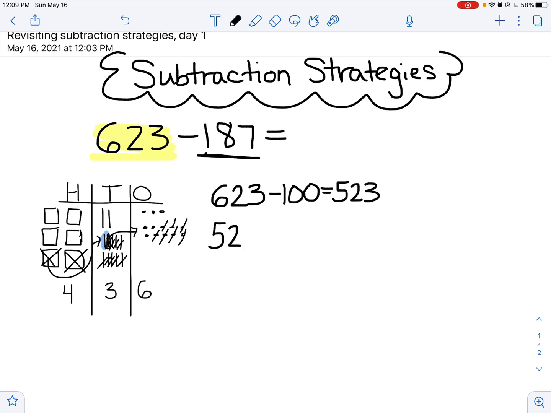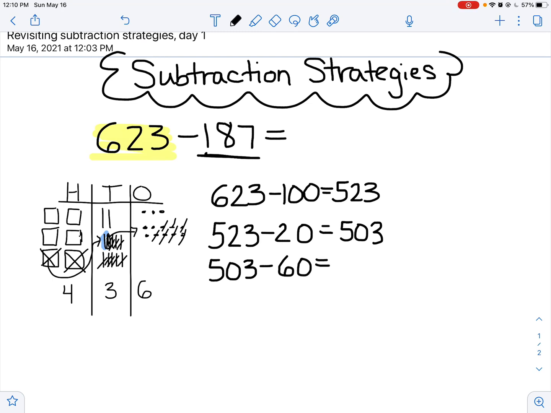Now I'm at 523, and I'm going to take away 80. Okay, so I can take away 80. All right, well, let's see, that's confusing for me. So I'm going to actually take away 20 first, because I know that will get me to 503. Now I know I still have to take away 60, and I think that's a little bit easier for me.